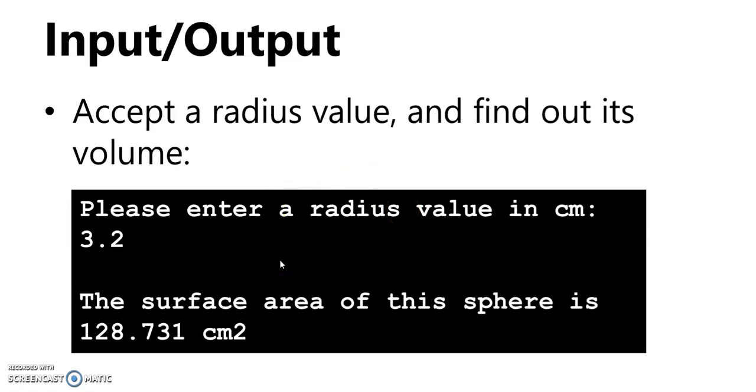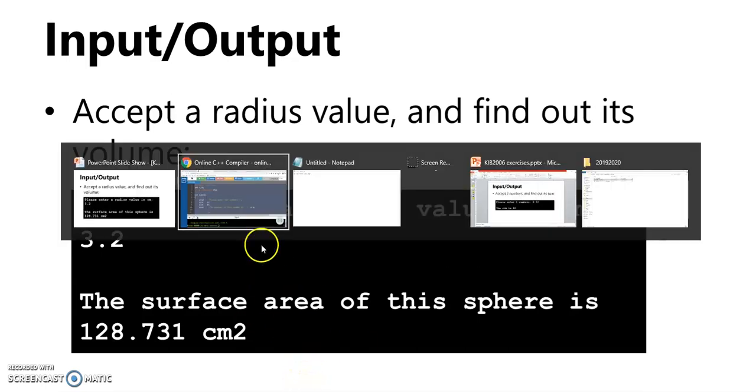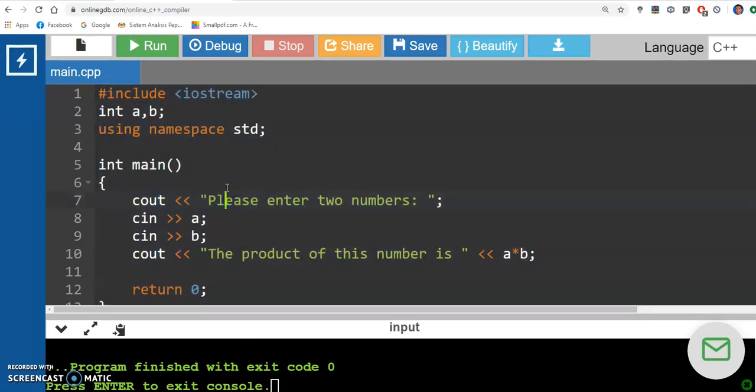The second one is a bit trickier, but it's nonetheless doable with what you know already by today. The question goes like this: create a program that accepts a value which is the radius of a circle, and find out the volume of that circle. I leave it to you to find out the formula for the volume of a circle, of a sphere, which you should have known by heart by now. And so let's write a program for it. Let's go back to this program.